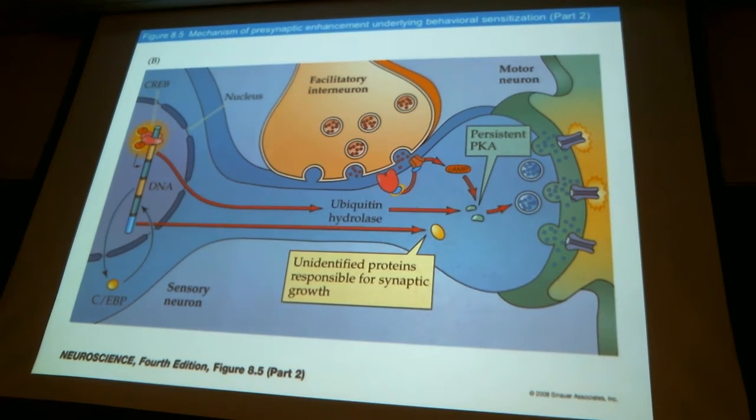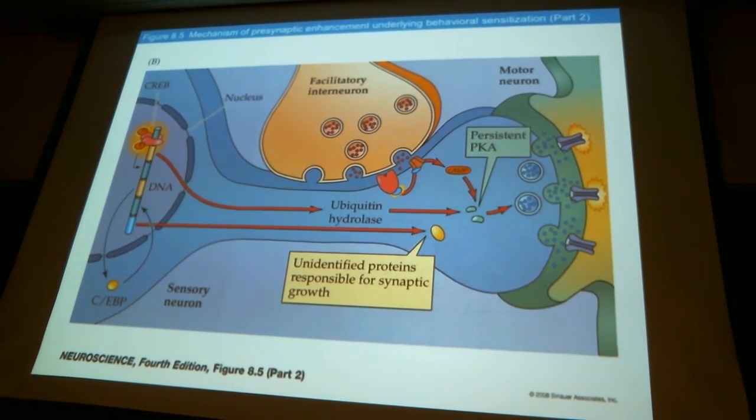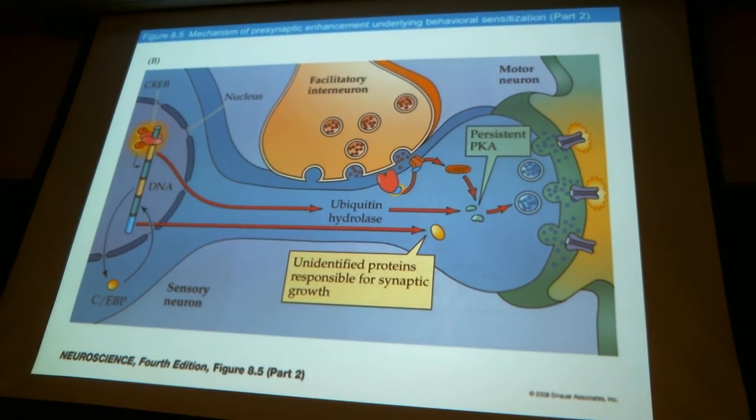Longer-term changes in this system are also driven by cyclic AMP. You have activation of CREB. Remember, we saw this previously in the signaling lecture, lecture 7, I think. CREB is a transcription factor, and it controls a number of other genes. In particular, CREB will activate a protein called ubiquitin hydrolase. What happens is you get a degradation of the PKA regulatory subunit.